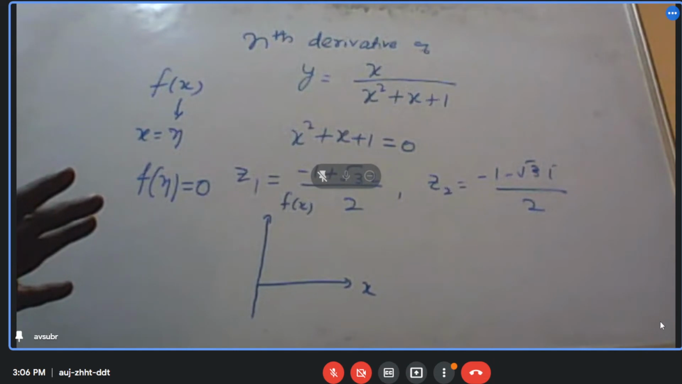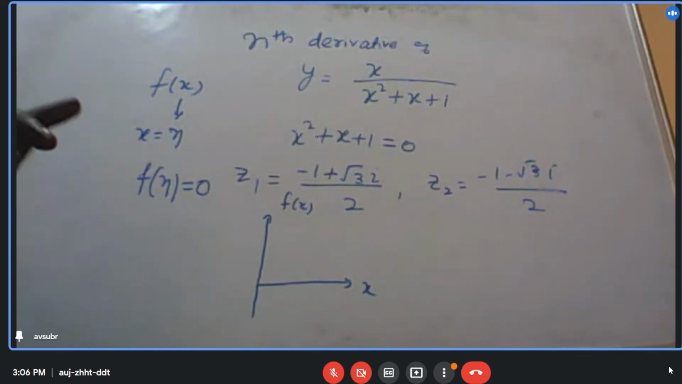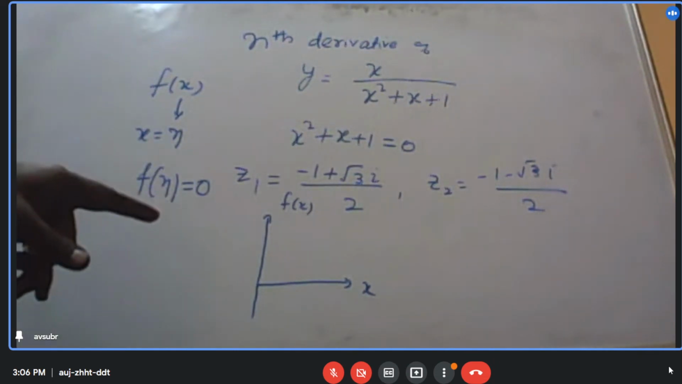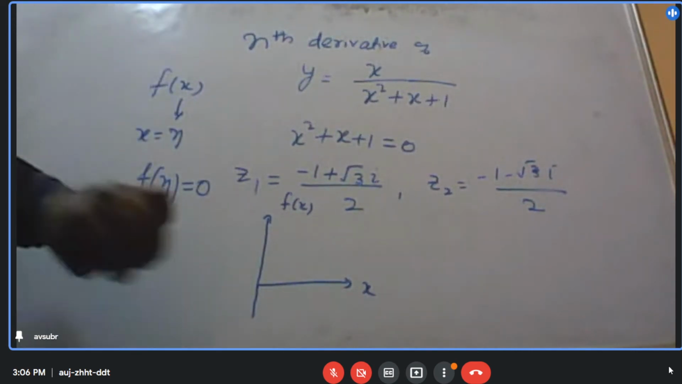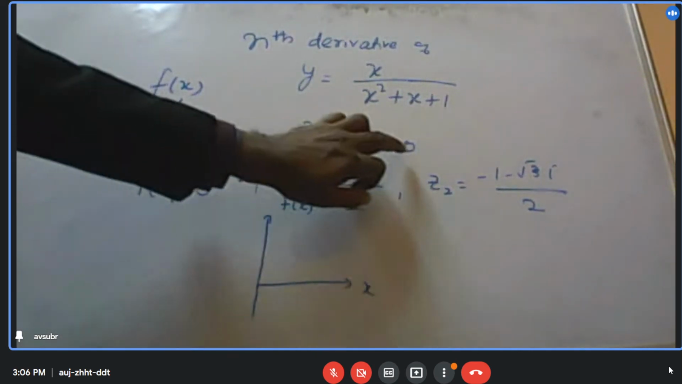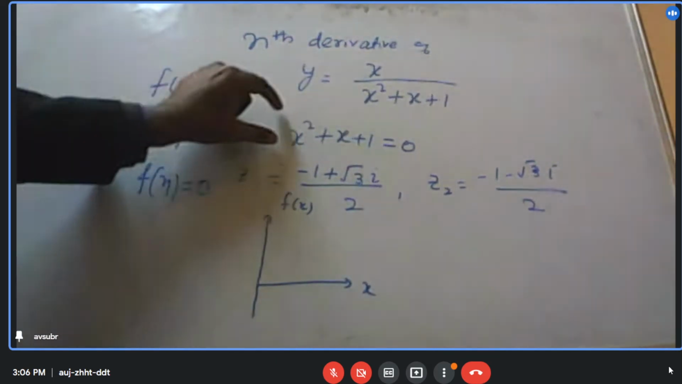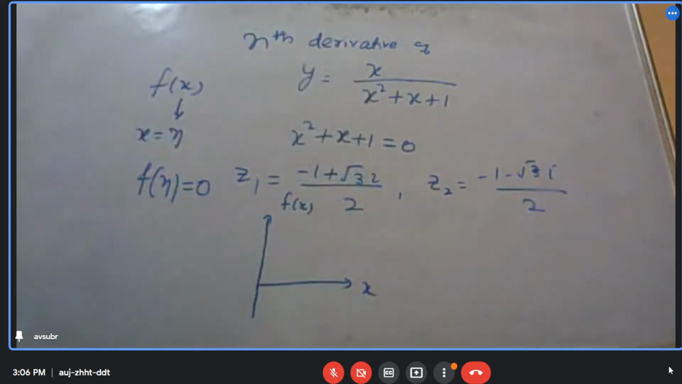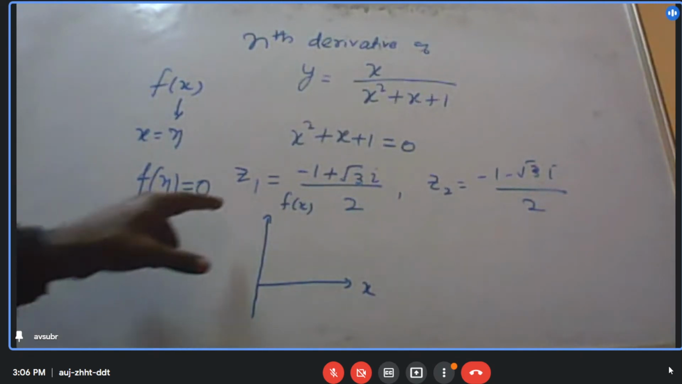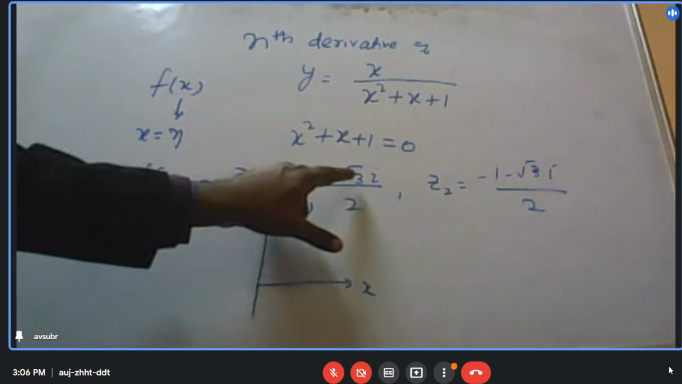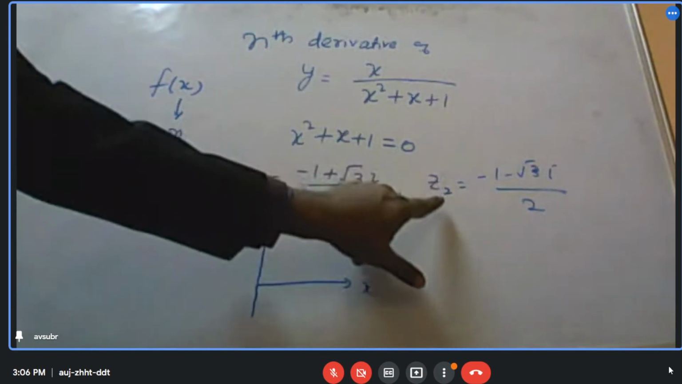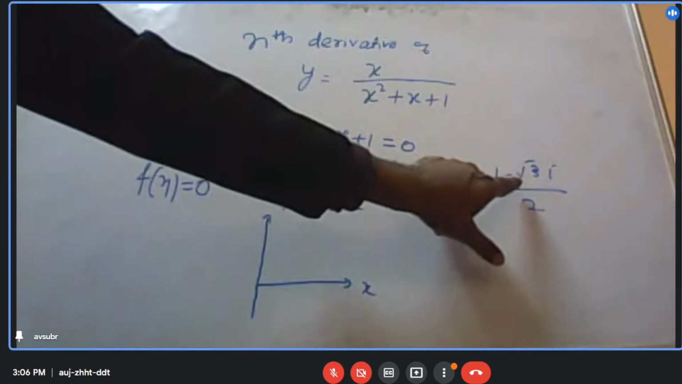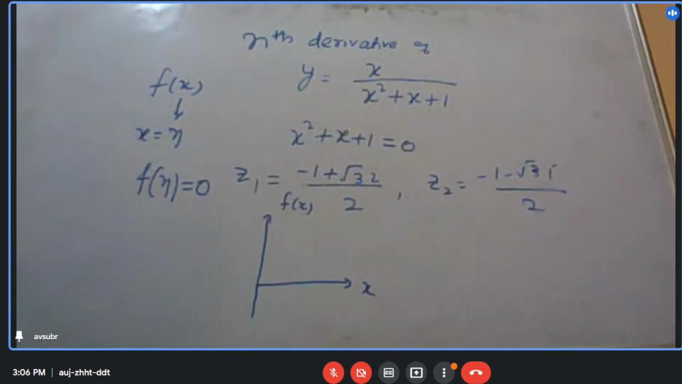Understand? Okay. So now in order to solve this, let me consider that this is equal to 0. I want to find the roots of this equation, x square plus x plus 1. And I know the roots of this equation are minus 1 plus root 3i by 2, and minus 1 minus root 3i by 2. Isn't it? Yes, sir.